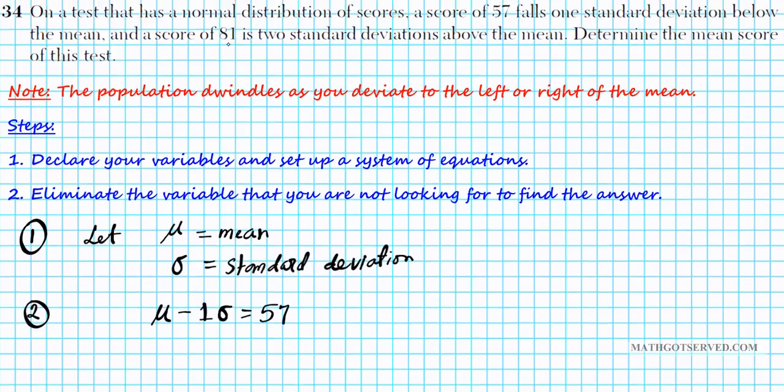A score of 81 is two standard deviations above the mean. So we have the mean again, but now we're going two standard deviations above. So what are we going to do here? We're going to add two standard deviations to that, and that should yield a score of 81. All right. So what we have here is a system of equations.